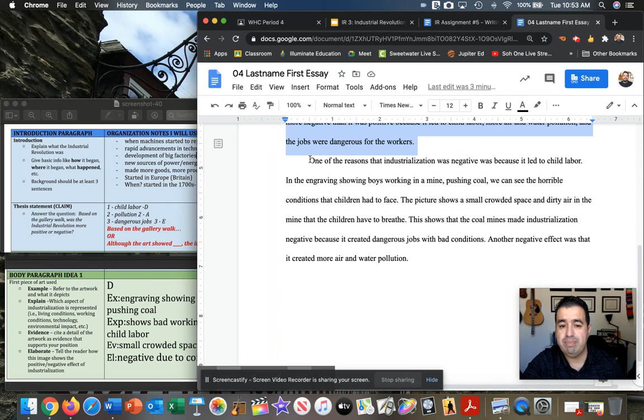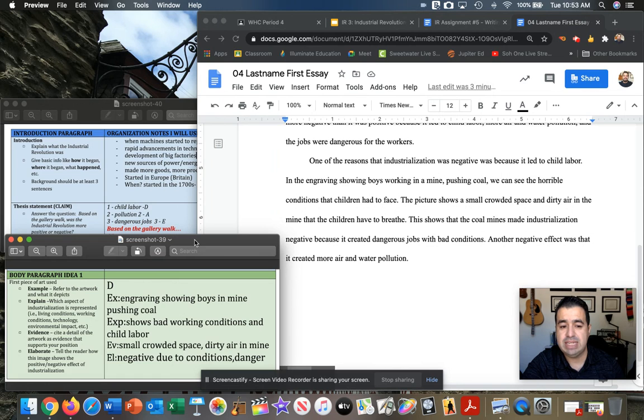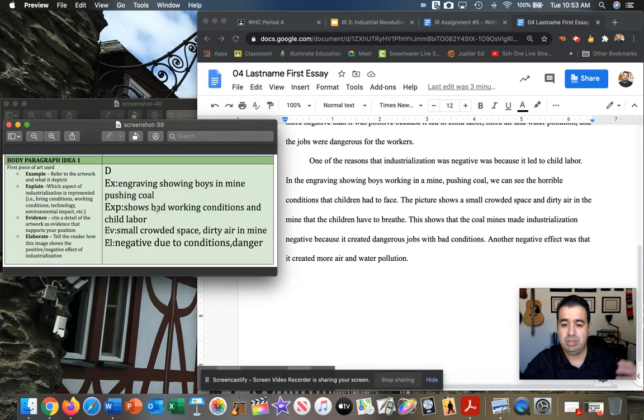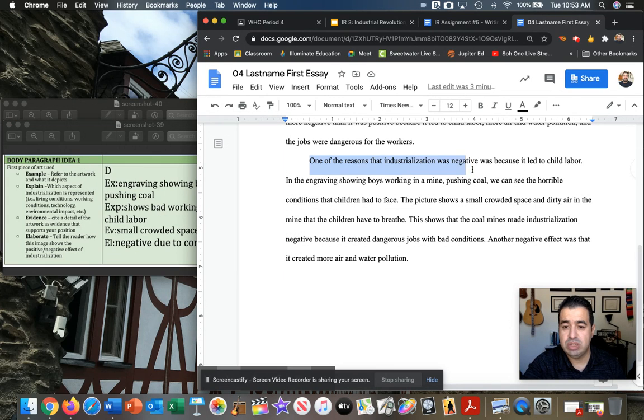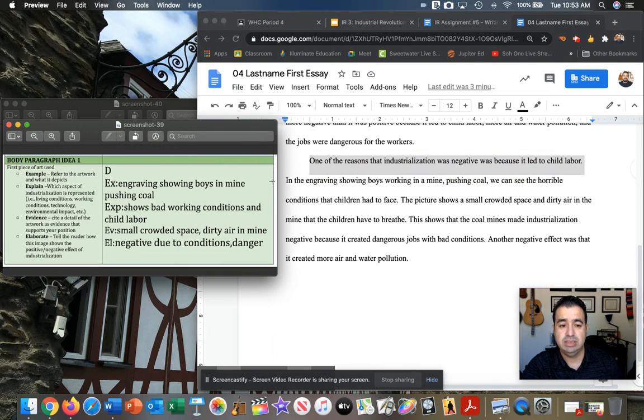Then I'm going to start my body paragraph. And now I'm going to take my second section of the graphic organizer, which is the stuff in green, and I'm going to take my first idea, and I'm going to start my paragraph with a topic sentence that just tells you what I'm going to write about, right? I'm going to start with my first reason about why the Industrial Revolution was negative, and I'm going to use the picture of the engraving of the kids in the mine. So one of the reasons that industrialization was negative was because it led to child labor. So just a sentence. Now I'm going to explain everything I wrote here, right?